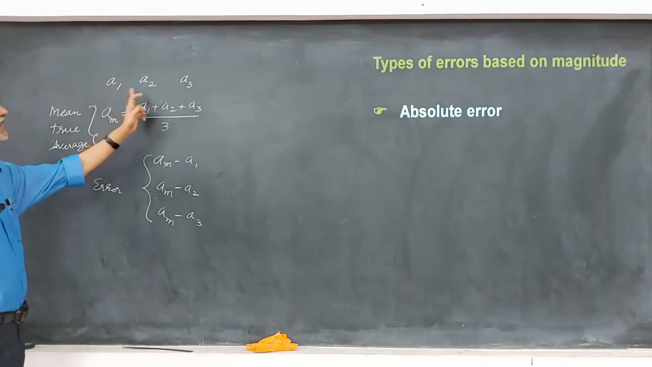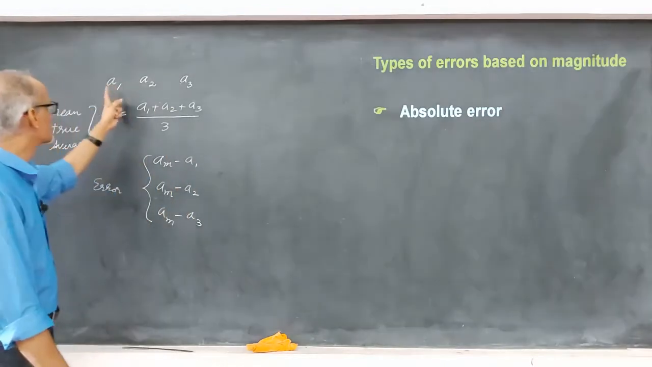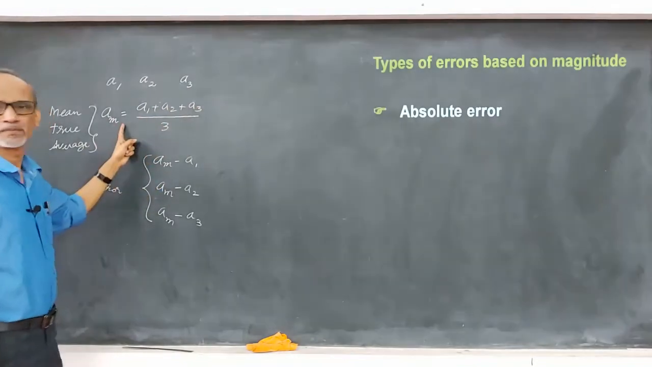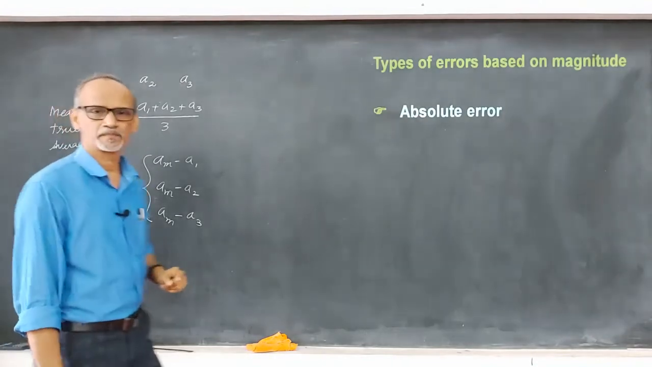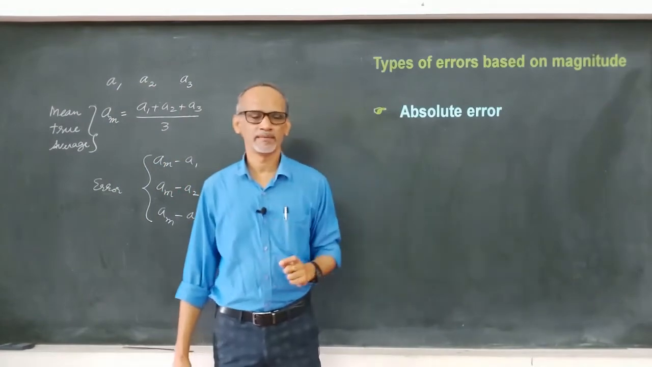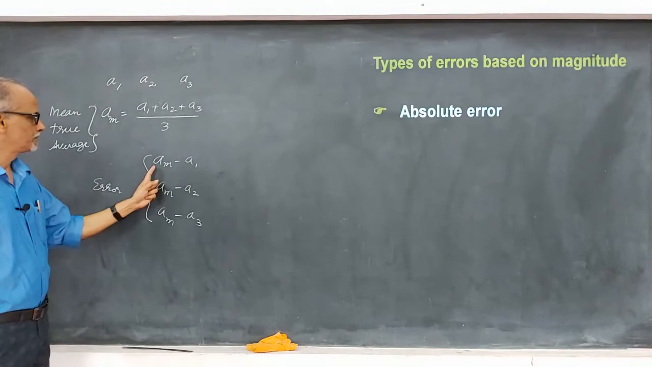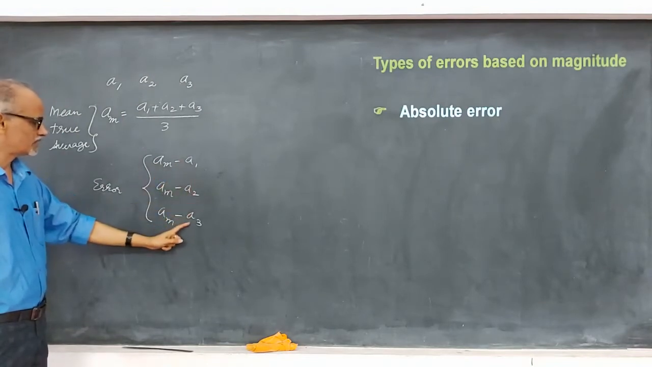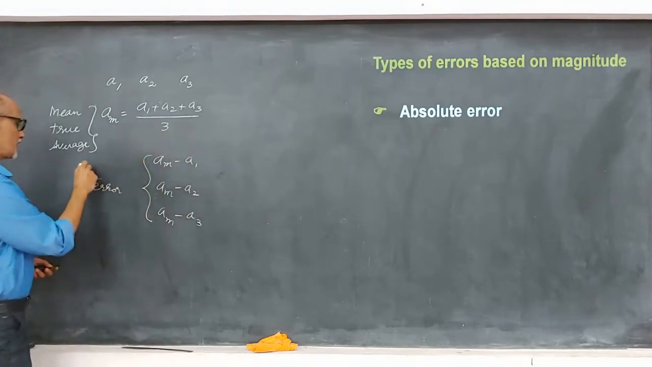These are the 3 trials that we have measured, 3 readings, A1, A2, A3, and I am going to take the mean value of it. The mean value or the average value is also called the true value, the real value. Then I can find the difference between the mean value, that is the true value, and the individual measured value. And that difference is called the absolute error.